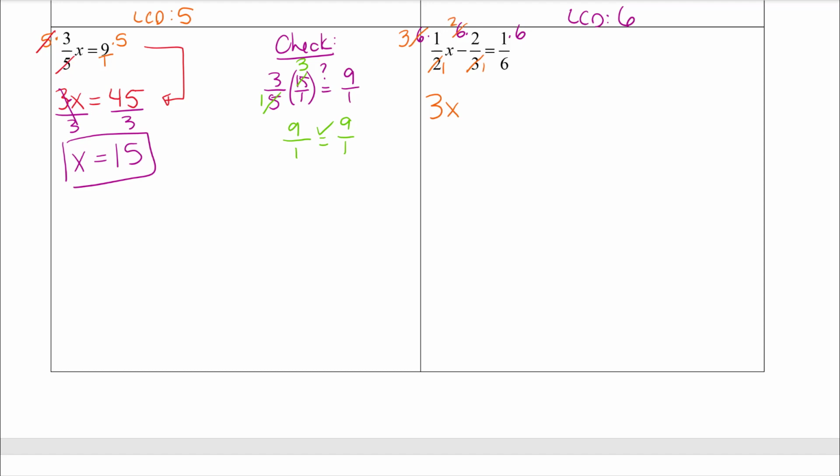So that gets me 2 times 2, which is 4. And on the other side, I have the 6 and the 6 divide out, and I'm just getting 1. So step 2 is done.